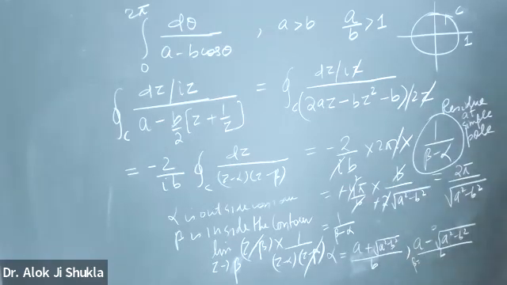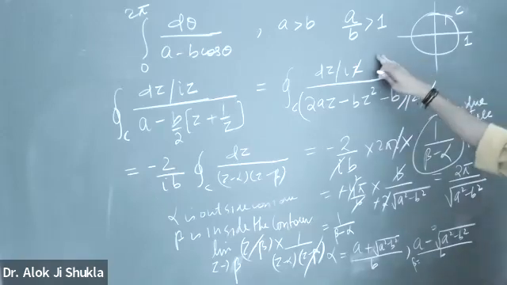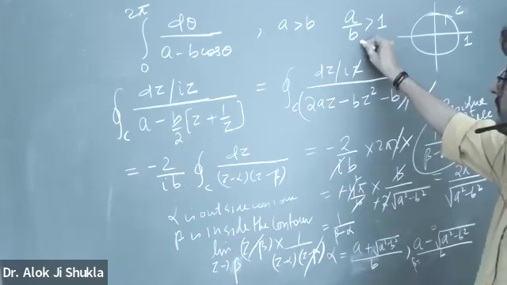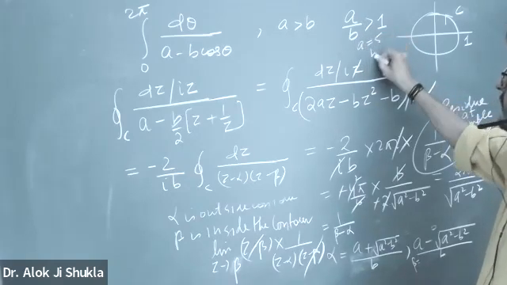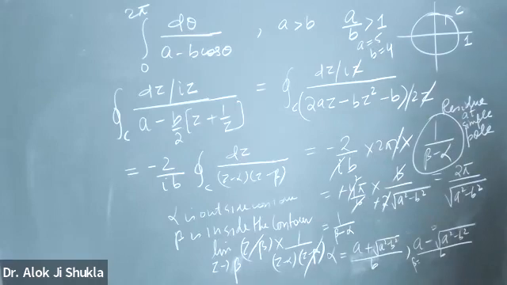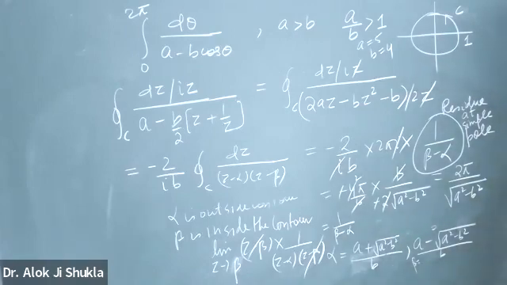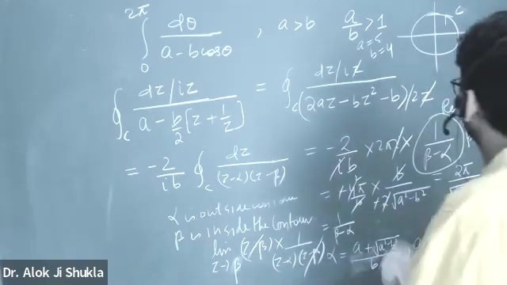So it will go outside. If you don't understand these inequalities, take a as 5 and b as 4 to understand. You will understand. Take a is equal to 5 and b is equal to 4. Then put it here, put it here. You will see that this will be greater than 1 and this will be less than 1. Okay?